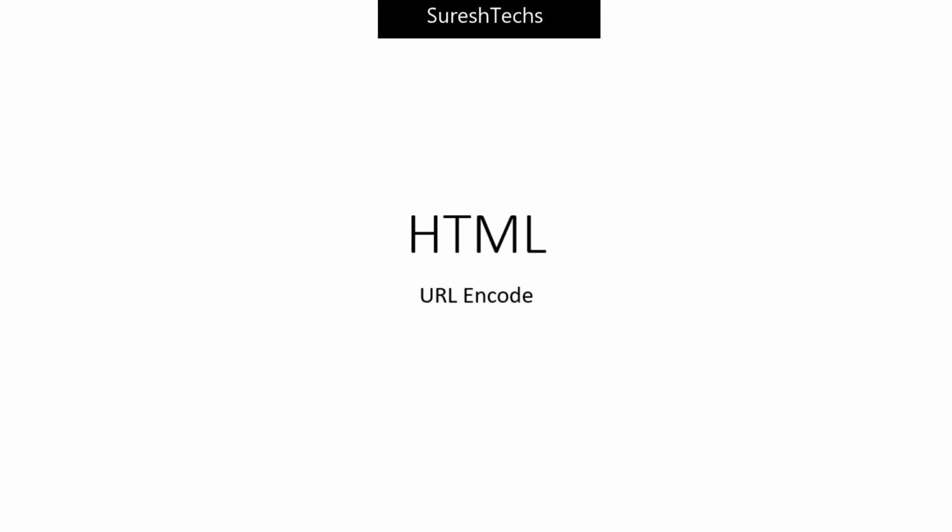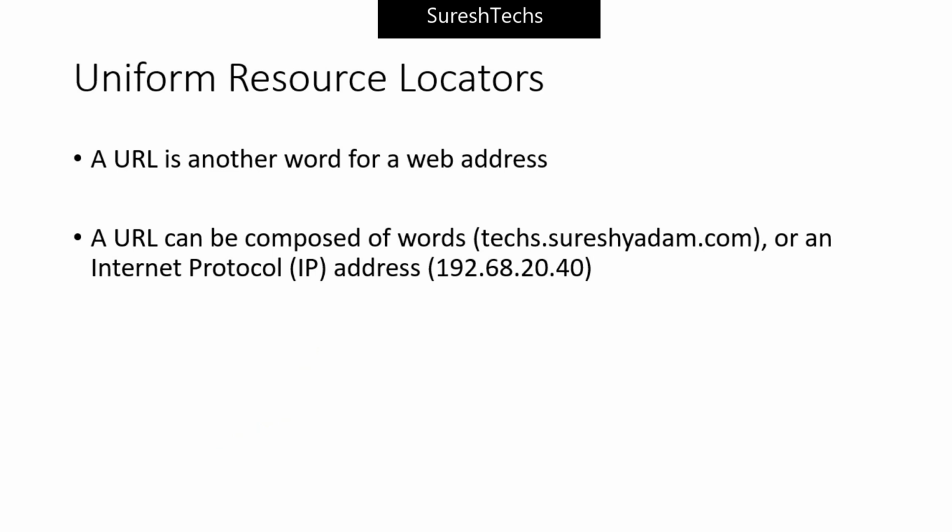If you look at any web address, for example google.com, youtube.com, or text.sureshadam.com, these are all called URLs. A URL can be composed of words, say text.sureshadam.com, which is a URL made up of words. Similarly, a URL can also be an internet protocol address, which points to your web application.